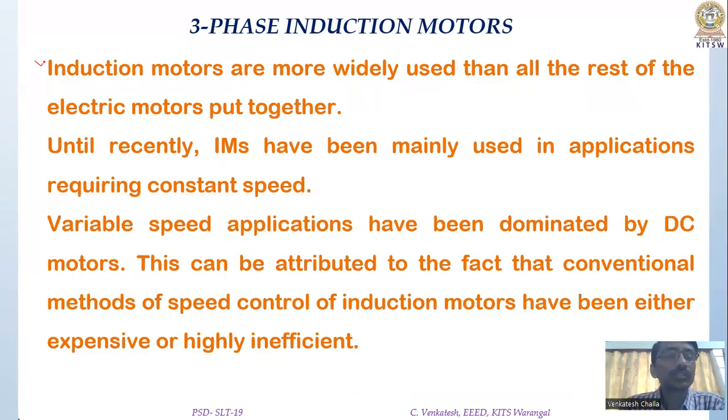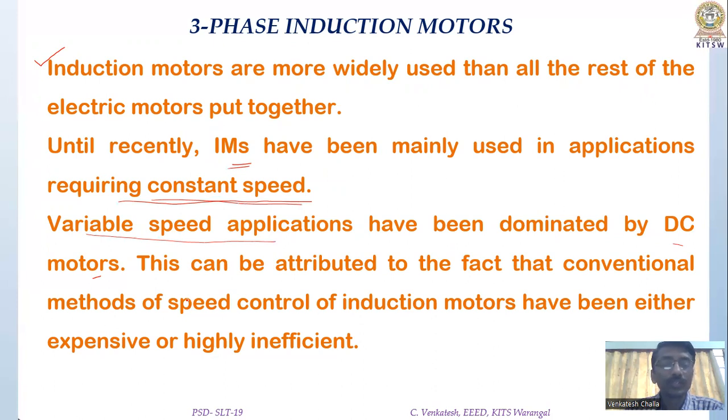Hence, induction motors replaced DC motors, particularly when the AC motors or the induction motors came. They were used particularly for constant speed operation. Why? Because speed control of DC motors is very convenient and smooth, and a wide range of speed control can be obtained in case of DC motors, and hence for variable speed applications DC motors were used. For constant speed applications, induction motors were preferred.